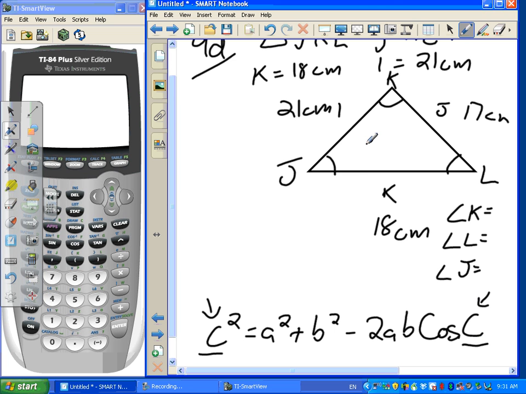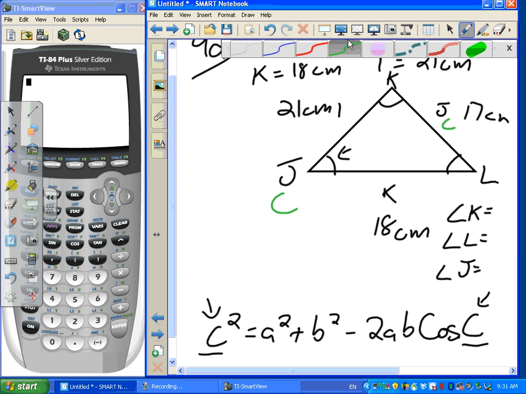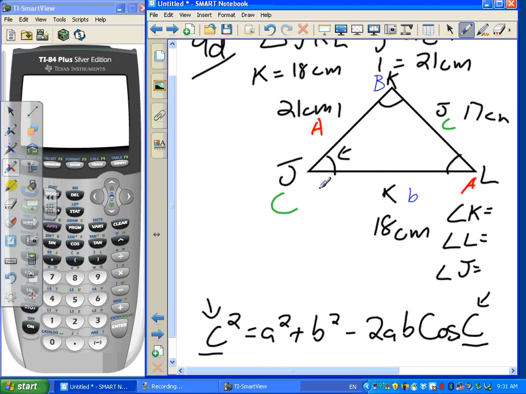Okay? So let's say I want to solve for angle J. That now becomes the C in cosine law. So I can rename this all. J will now be my side C, and for the other two, it doesn't matter what I name each. So K can be my B, and L can be our A. If you want, you can take the JKL right out and just rename the triangle ABC.